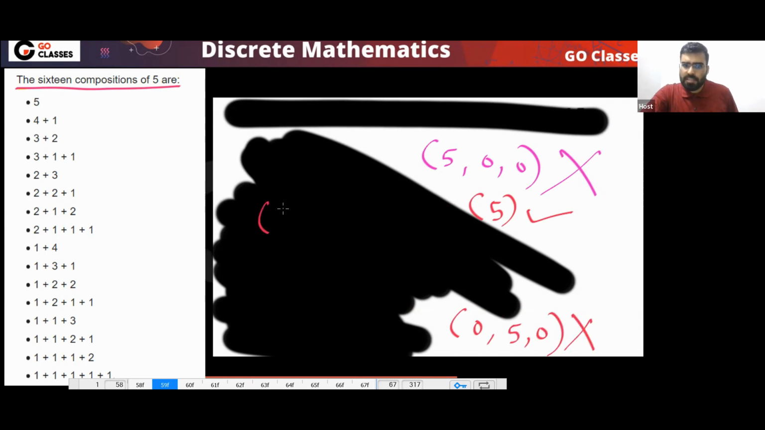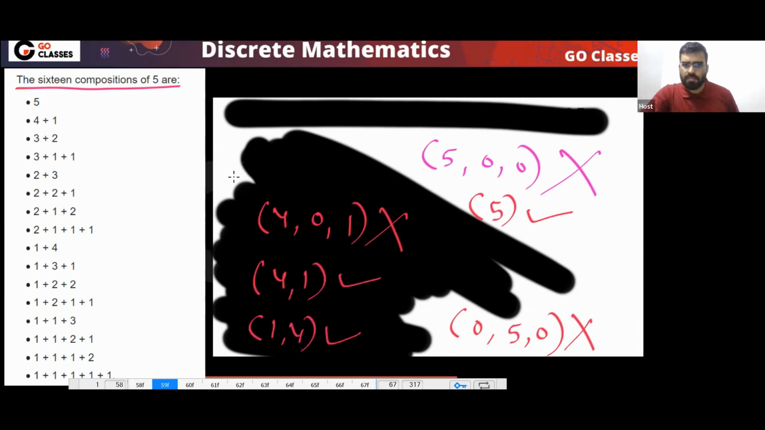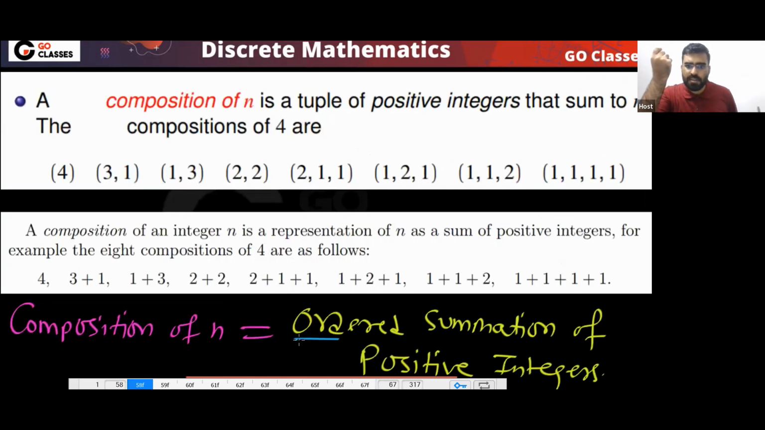Is it clear? For example, 4, 0, 1 is not a composition. 4, 1 is a composition. 1, 4 is a composition. Is this the definition of composition? Yes, this is the definition: an ordered summation of positive integers. This is the composition of n.